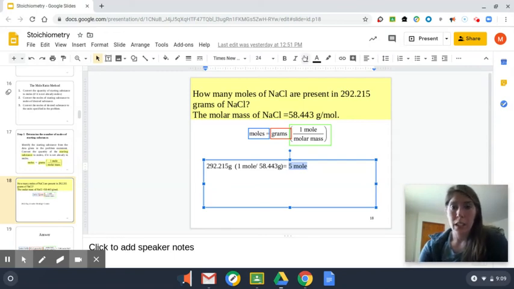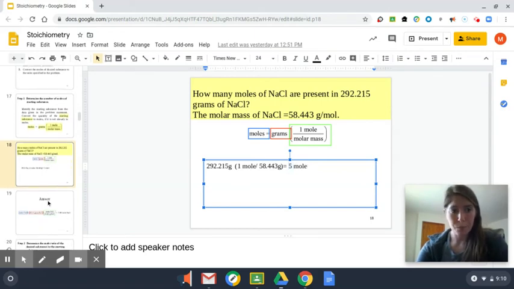Okay. So here I have my starting substance, which is 292.215 grams of sodium chloride, and I need to convert that to moles. You know how to do this. This is a review. If you're still struggling with this, there is practice. I have my own Ed Puzzles on how to do this. So make sure you're embodying this as we go. So my answer here after a simple conversion is 5 moles.